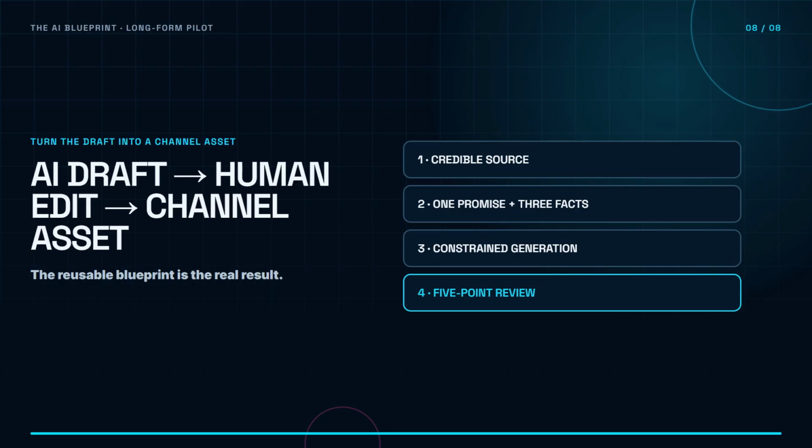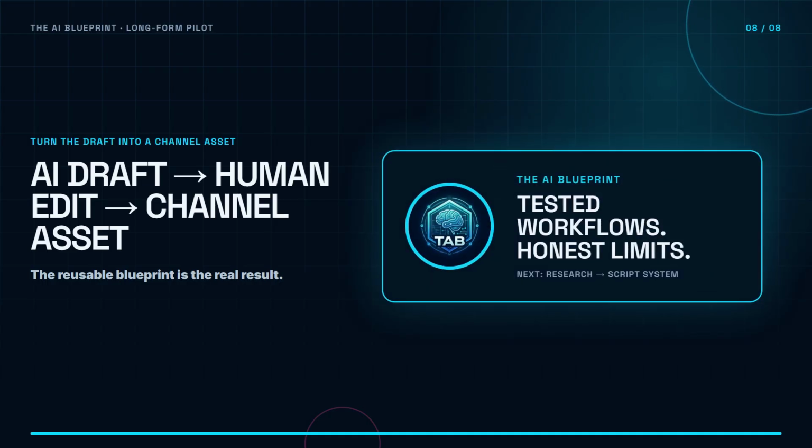The complete blueprint is: choose one credible source, confirm one promise and 3 facts, generate with a constrained structure, then run the 5-point human check. Gemini Notebook removes production friction, but your judgment remains the quality control. In the next episode, I will connect this to a research-to-script system for full long-form videos.